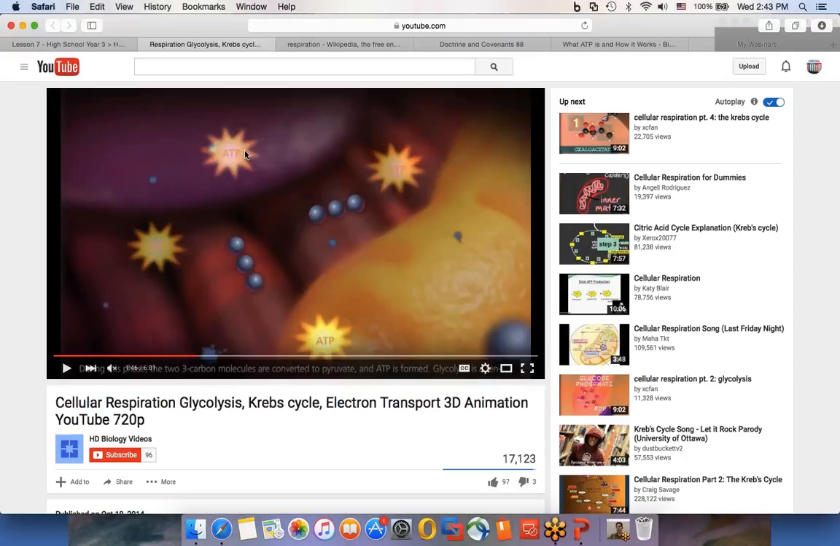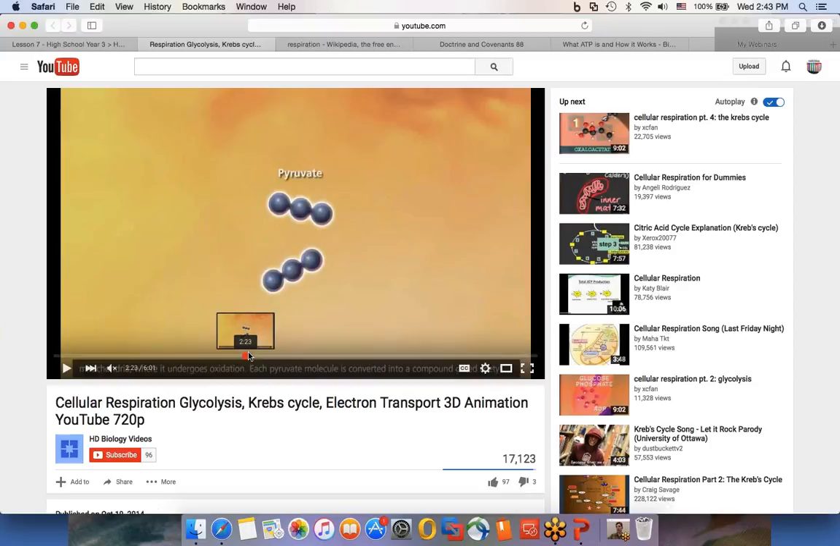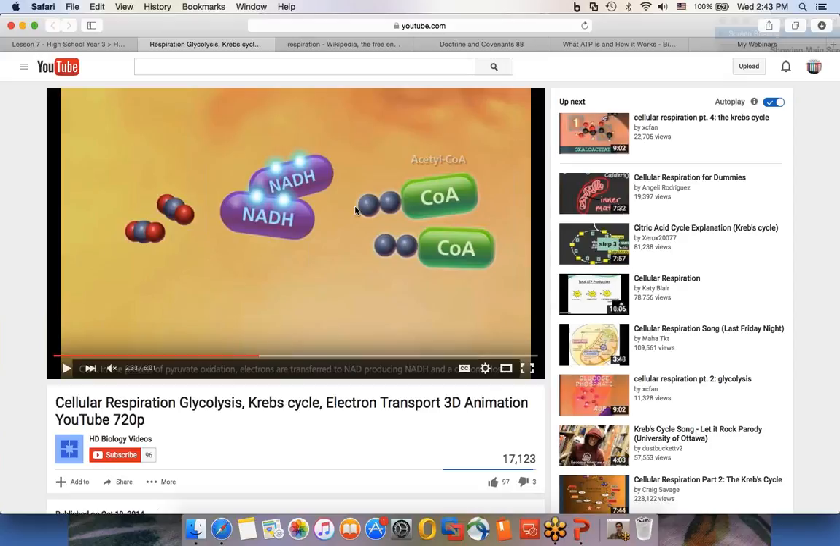Then they produce the 4 ATP. This is the glycolysis that you were talking about before. Then it goes inside the mitochondria, and the pyruvate is going to turn into acetyl-CoA and 2 molecules of carbon dioxide. You see that you still have the 6 carbons here originally.